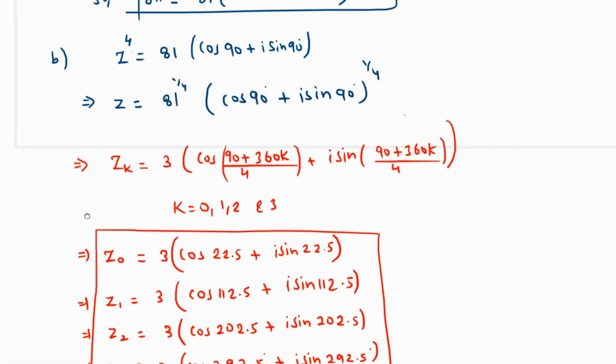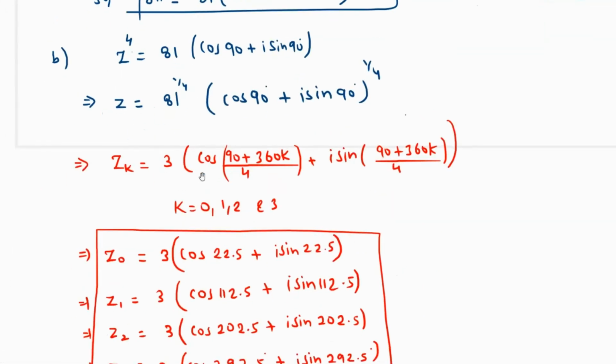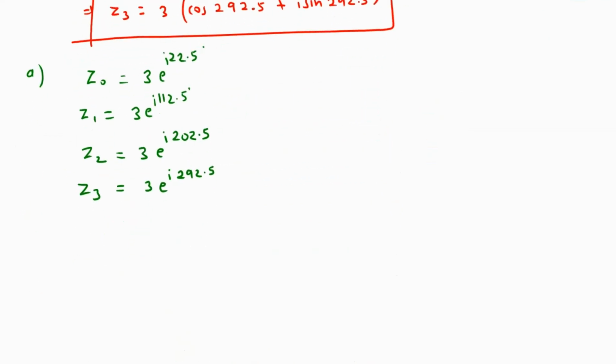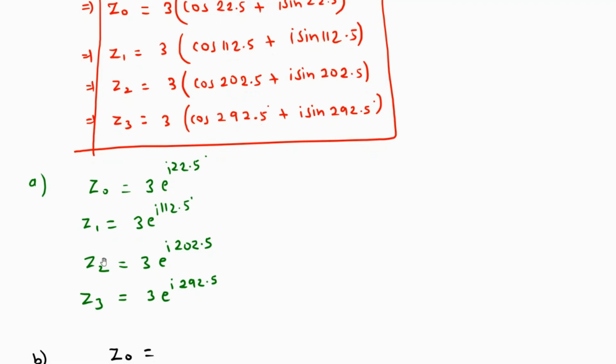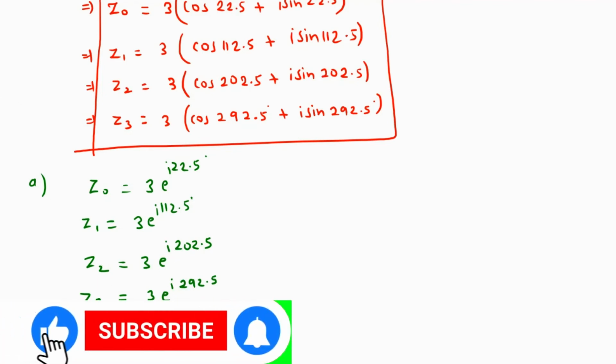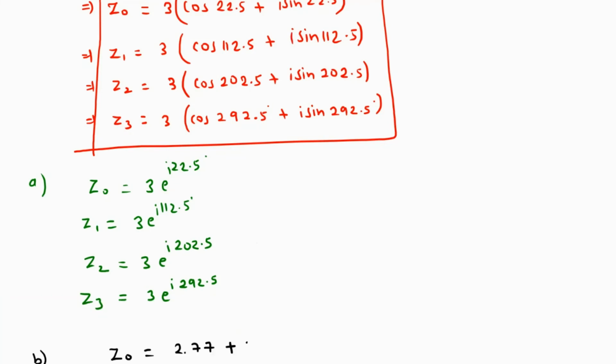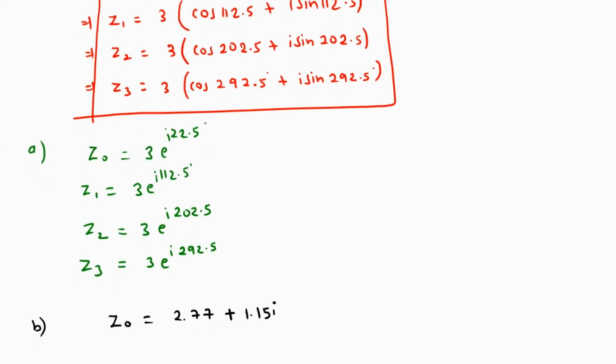Then the rectangular format, a plus ib, is what they're asking, up to 2 decimal places. So for a plus ib, I'm going to use my calculator. z0 is 3 times cos of 22.5, which up to 2 decimal places is 2.77, plus sine of 22.5 times 3, which is 1.15i. And the others are pretty easy to deduce because the next one is in quadrant 2.